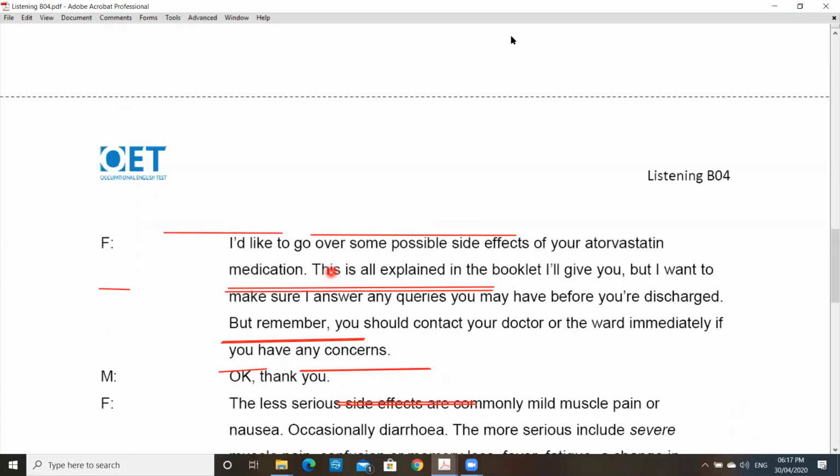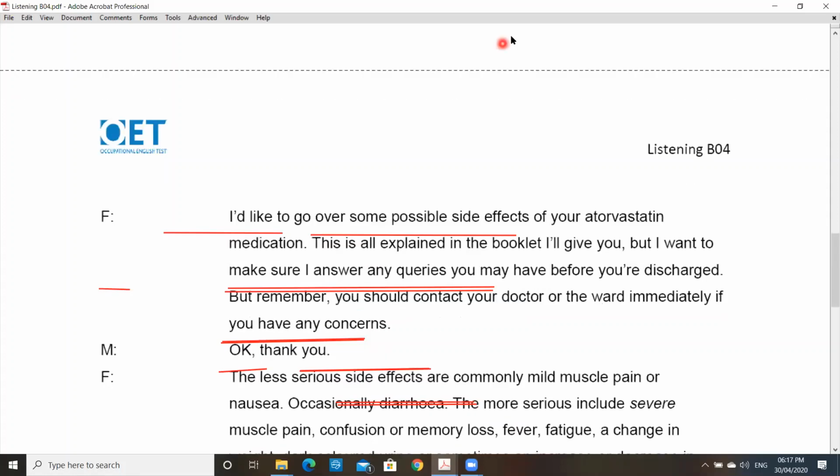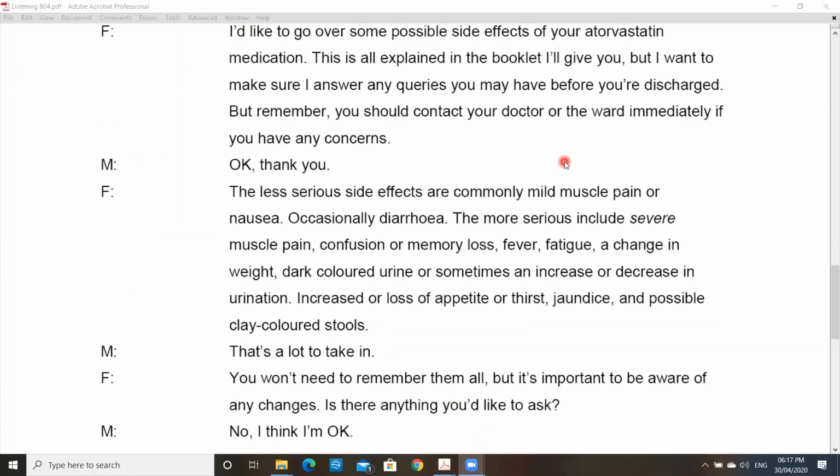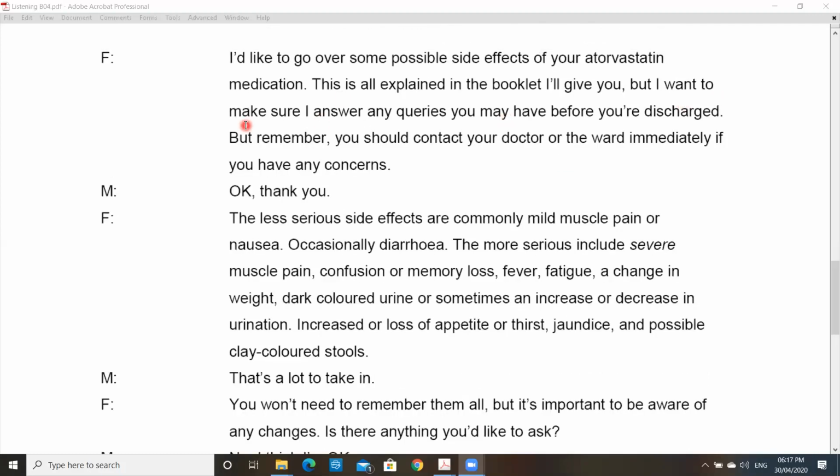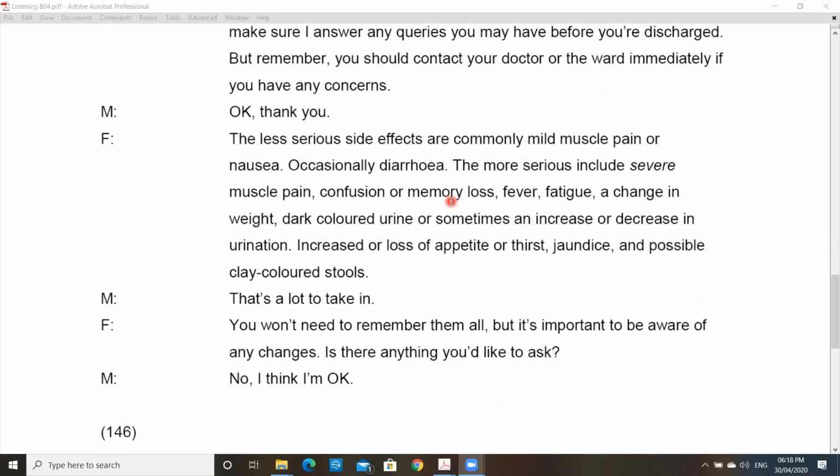So she did ask if the patient was able to understand or not. Okay, but she said clearly that it is all explained in the booklet, but I want to make sure I answer any queries you may have before you are discharged. But remember, you should contact your doctor or the ward immediately if you have any concerns. So they were trying to give the patient an opportunity to ask questions.